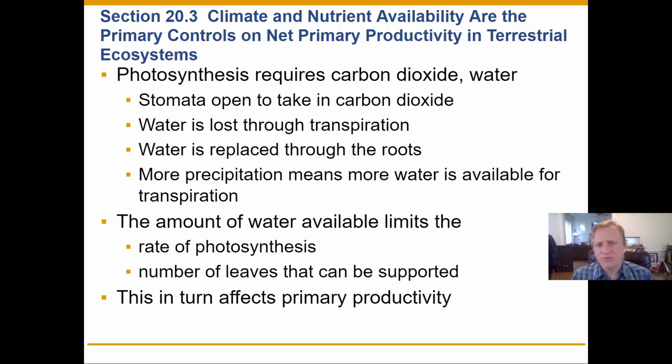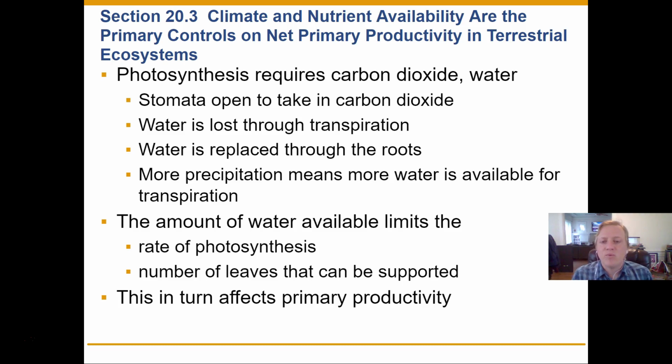So again, we're going back to that equation, and I'm sorry, this is too much text, but for photosynthesis you need carbon dioxide and water. Stomata open to bring in carbon dioxide, but when those stomata open up, they're actually losing water through transpiration, right? That's why plants close stomata at night, depending on what kind of plant they are. Water is brought up through the roots, and more precipitation, more rainfall, means that more water is available.